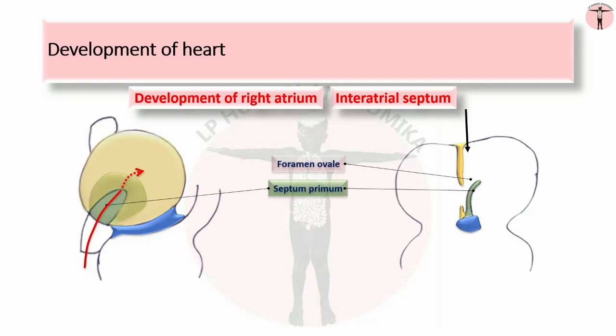Before birth, the foramen ovale allows oxygenated blood that has entered the right atrium from the inferior vena cava to pass into the left atrium. The lower part of the septum primum, acting as a flap-like valve, opens up and allows blood to pass into the left atrium but does not allow blood to enter into the right atrium. It prevents blood from moving from the left atrium into the right atrium.